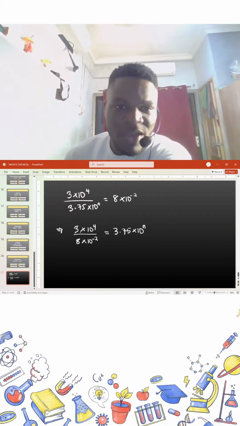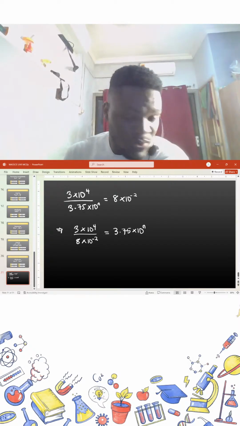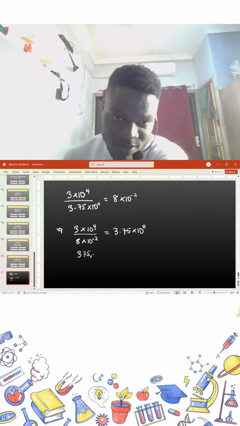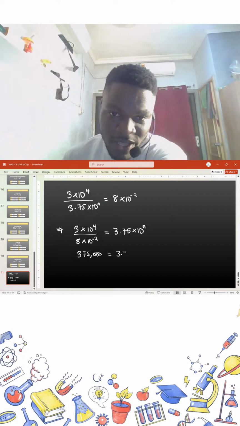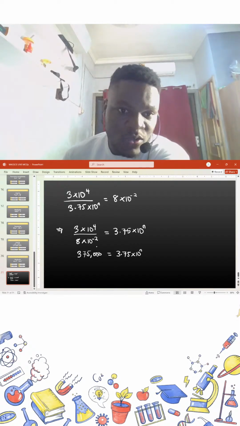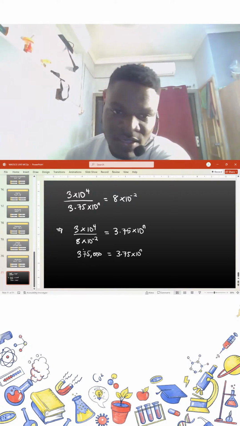So if you do that, we have 3 times 10 raised to the power 4 divided by 8 times 10 raised to the power negative 2. Now if you compute that in your calculator, you are going to get 375,000. Okay, and that is equal to what you have over here, 3.75 times 10 raised to the power n. So now all that is left is for us to rewrite this in standard form over here. That is all that is left for us to do.